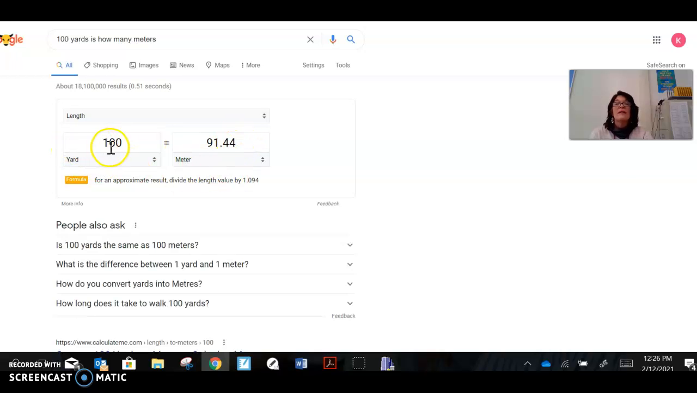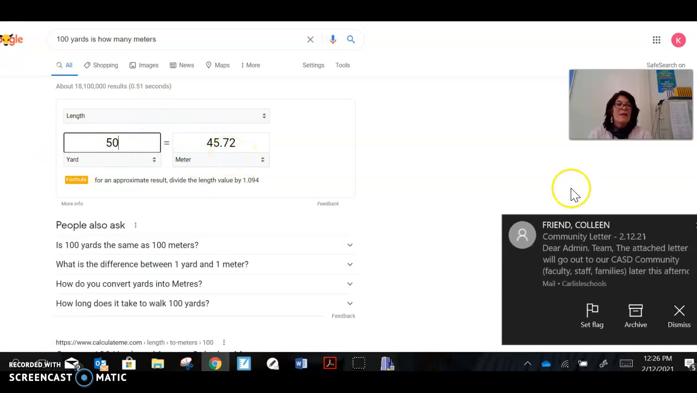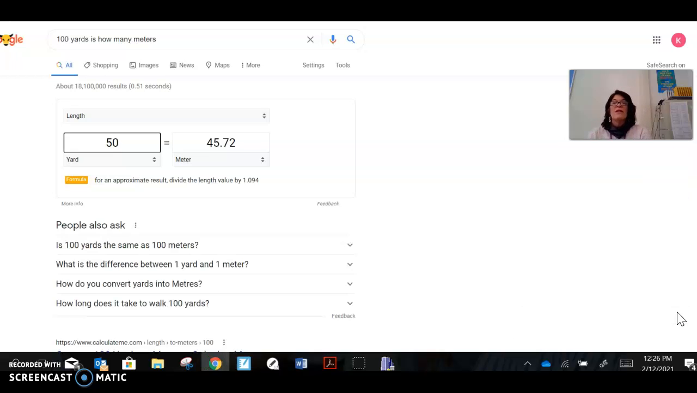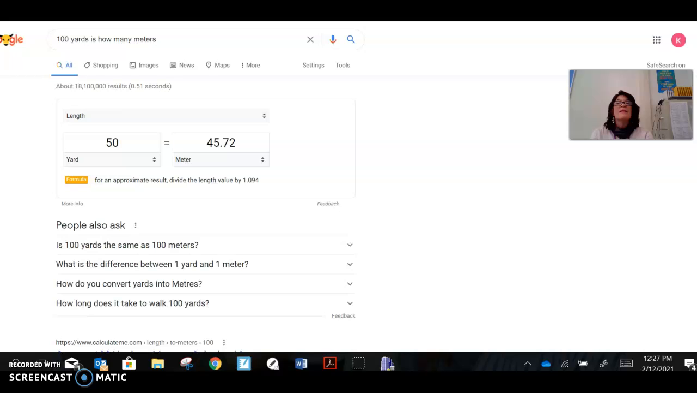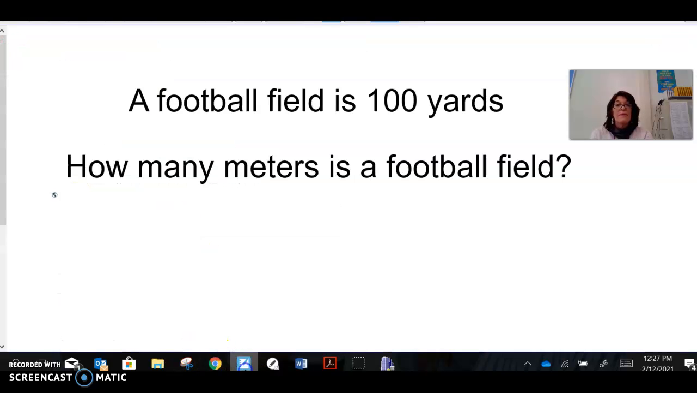So 91.44 meters. Okay, if I wanted to know how many meters 50 yards was, it's 45.72. Okay, there's lots of things in life where sometimes we want it measured in one way, sometimes we want it measured in another way. Similarly, radian measure is another way to measure an angle, okay?